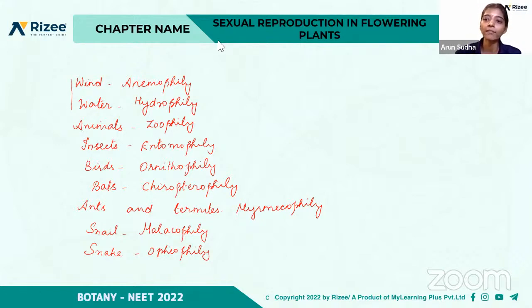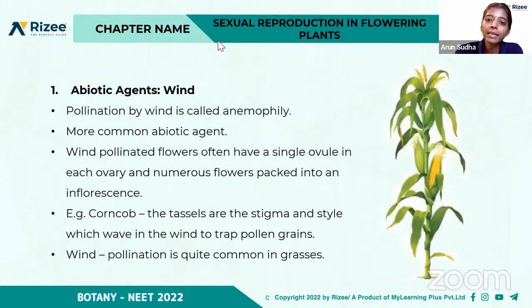Okay, so these are the different terms for the pollination by animals. By wind it is anemophily, by water it is hydrophily, and by animals it is zoophily. If it is by insects, it is entomophily. If it's by birds, it is ornithophily, by bats it is chiropterophily, and by ants and termites it is myrmecophily. Snail it is malacophily, and by snakes it is ophiophily. Okay, you're clear, right? So first we'll see in detail the pollination by wind.